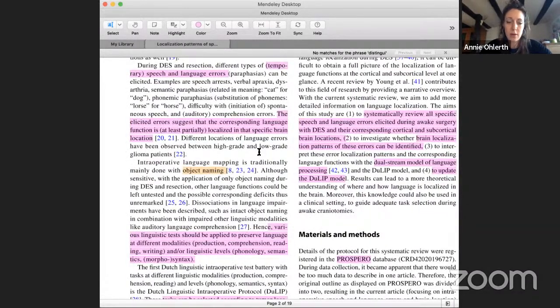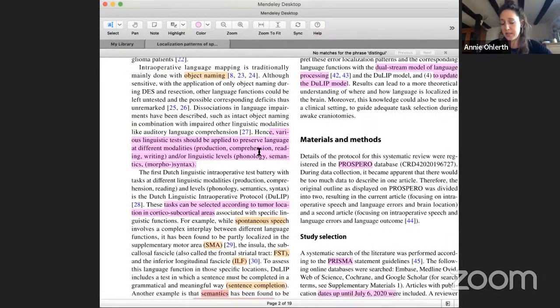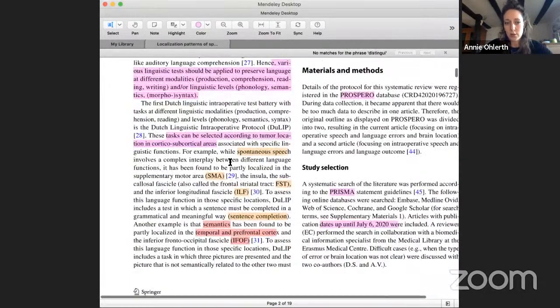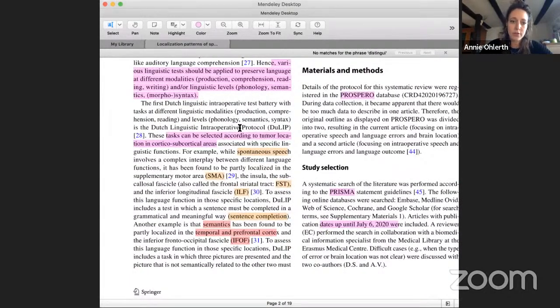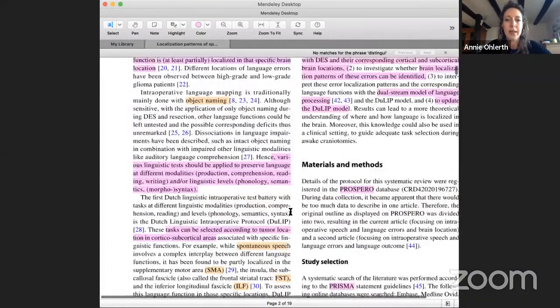Most often, as I said, object naming is being used, but in theory, you could let the person take on any task. That could range from counting the days of the week to sentence completion tasks or narrating a story that you give them. Yeah, and preferably you choose the task according to the area you're facing. So for the IFOF, you might choose a task that's tapping mostly into semantics, such as sentence completion.